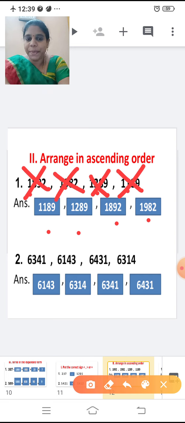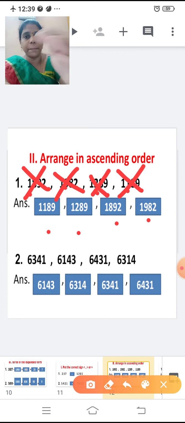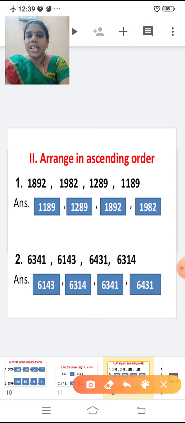1982. What do you mean by ascending order? Arranging the numbers from smaller to bigger. So in this 1189 is smaller, then 1289, then 1892, last 1982. Shall we move on to the next sum?